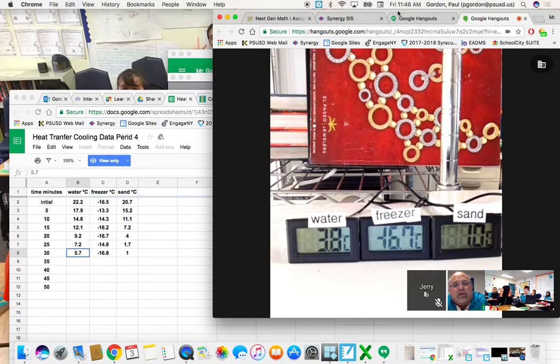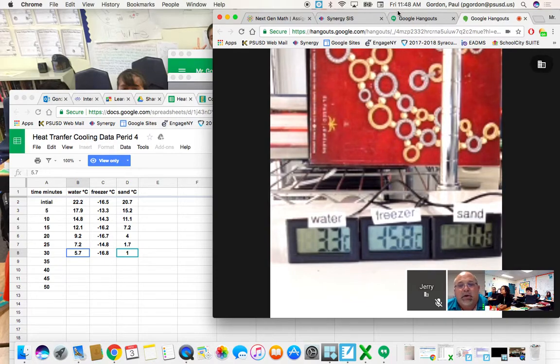So the water is cooling. We are seeing that. However, let's look at sand, the difference in sand. 20.7, and it's now at 1. So its delta, temperature change, is 19. So that's a big change. Sand got cold really fast.